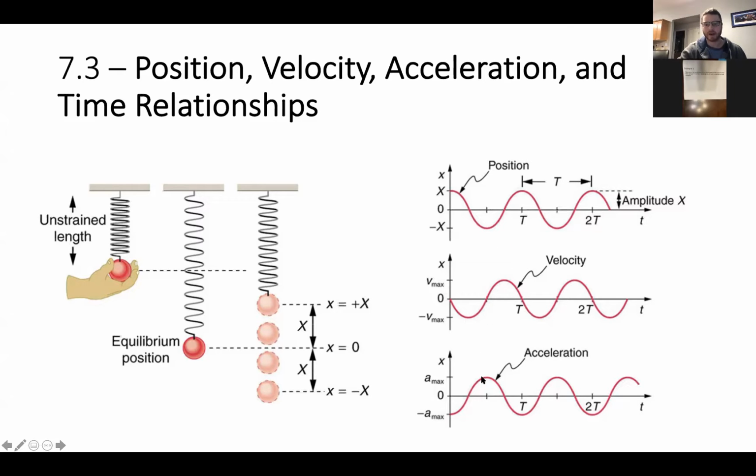Okay, our max acceleration is going to occur when the spring is at the furthest point, right? Because as it comes down, it's going to accelerate faster back towards the equilibrium position, okay? So what you need to take away here is that the velocity and the acceleration are going to be different depending on the position of that mass on a spring.